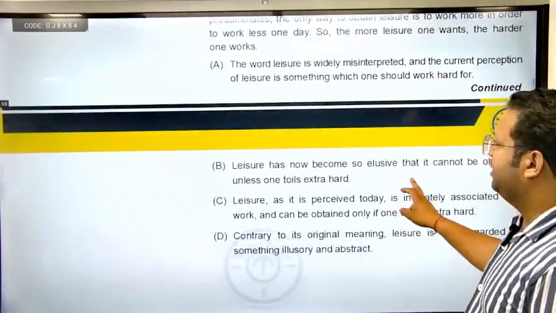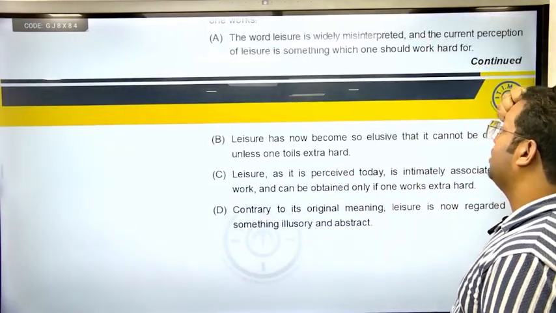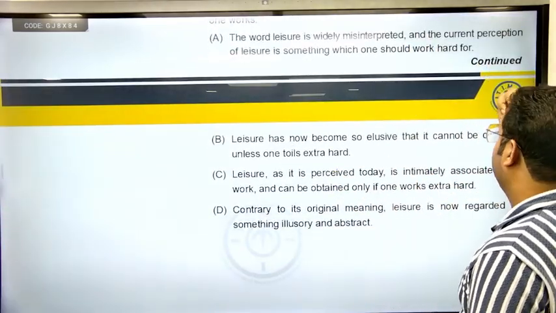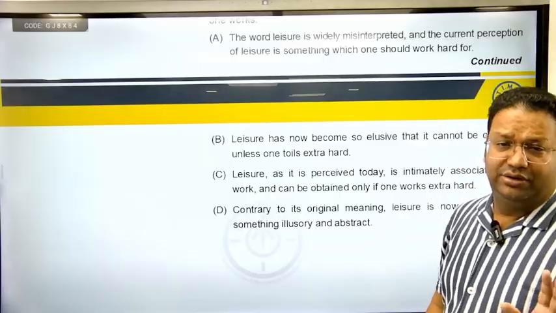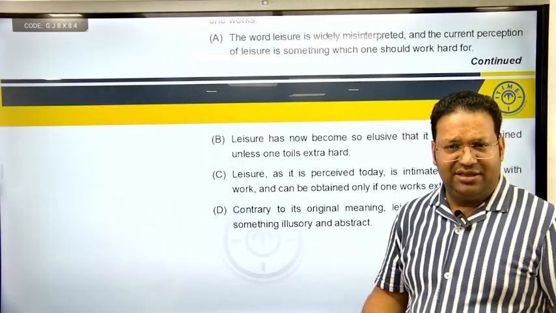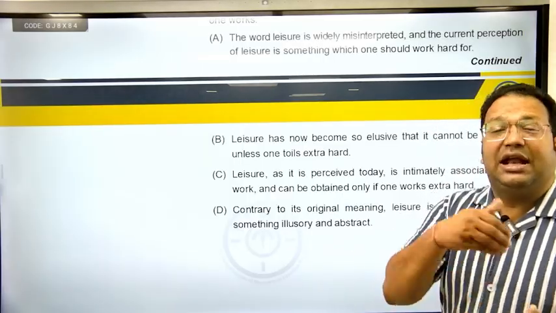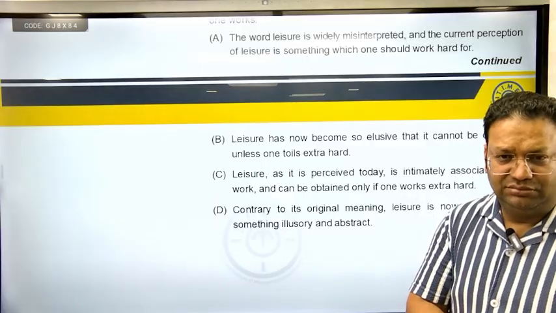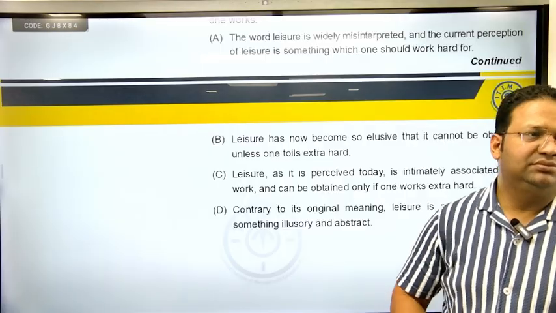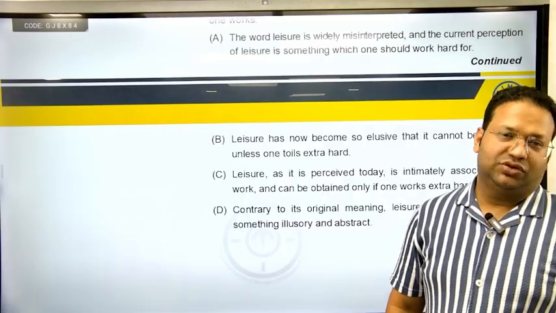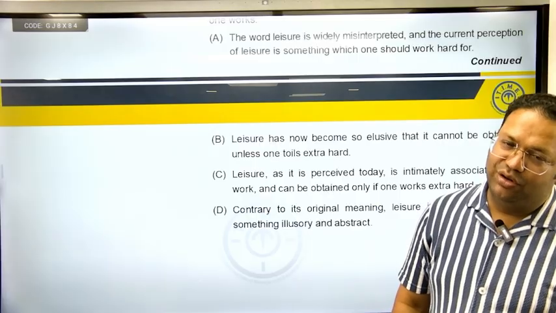Let's move on to the second option, which says leisure has now become so elusive that it cannot be obtained at all. It cannot be obtained. So the passage is not saying this. No, it is not saying it cannot be obtained. It says it is impossible unless one works hard. So this is saying only about the second half. What about the interpretation of the first one?